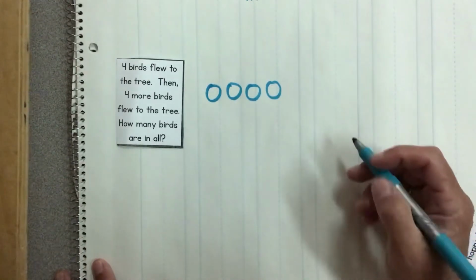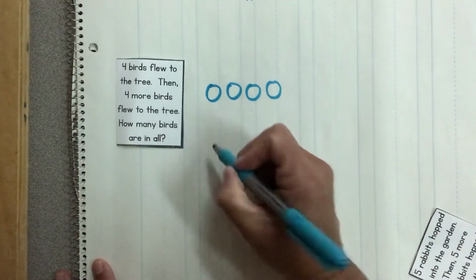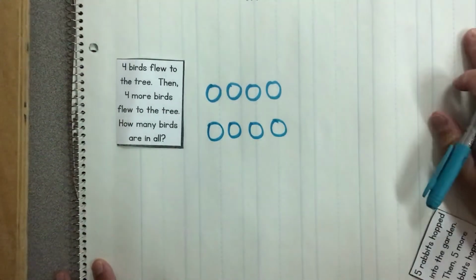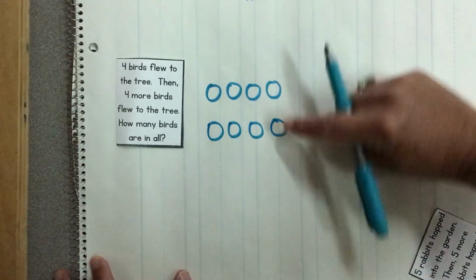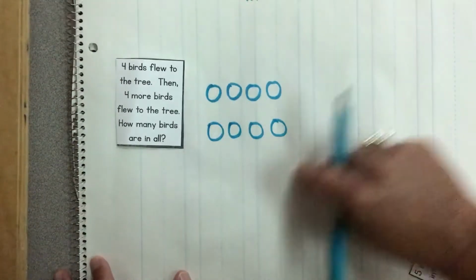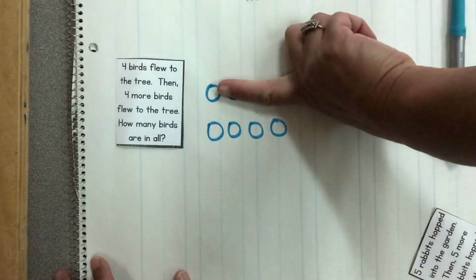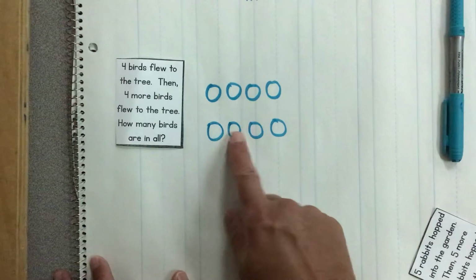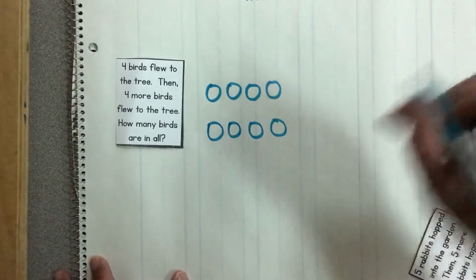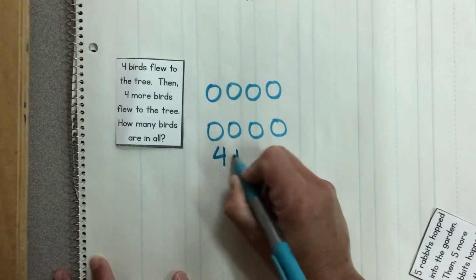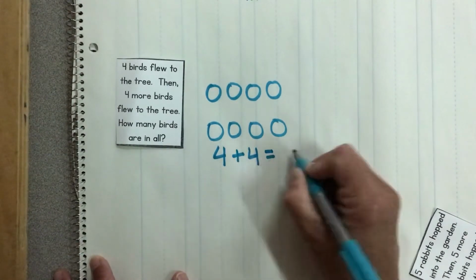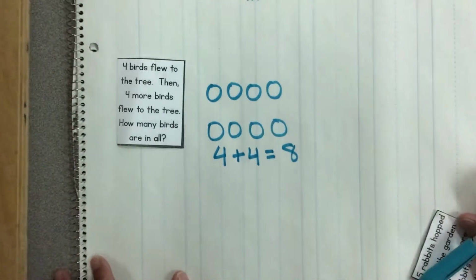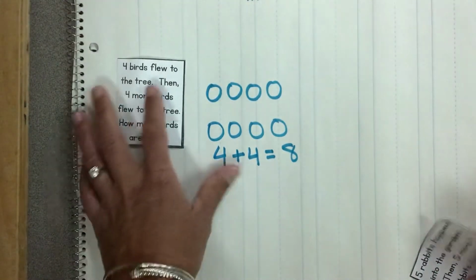So that's my first group of birds. And then my second group of birds. 4 more. 1, 2, 3, 4. So I have my first group of 4 birds, and then 4 more birds came. How many are there all together? I'm going to count on. I know my first group is 4, so I'm going to start with 4 right here. 5, 6, 7, 8. So I would write 4 and 4 equals 8. 1, 2, 3, 4, 5, 6, 7, 8. I can check my work. All right, we'll do one more.